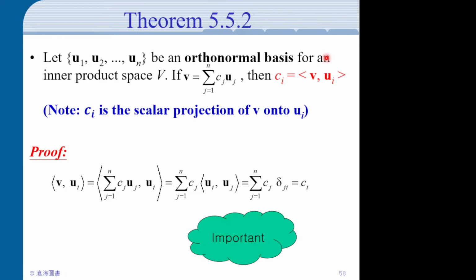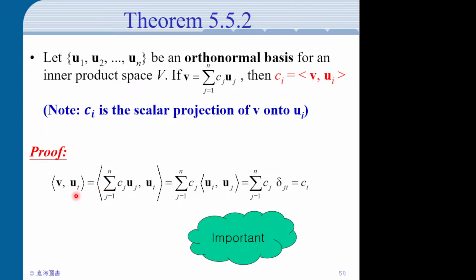Okay. And then that trivial thing can be generalized to an arbitrary inner product space. And we have some proof here. The proof starts from, well, your V has this unique decomposition just because your set of U is still a basis. So we know your V is a linear combination, and then we just take an inner product of your V with some Ui here.